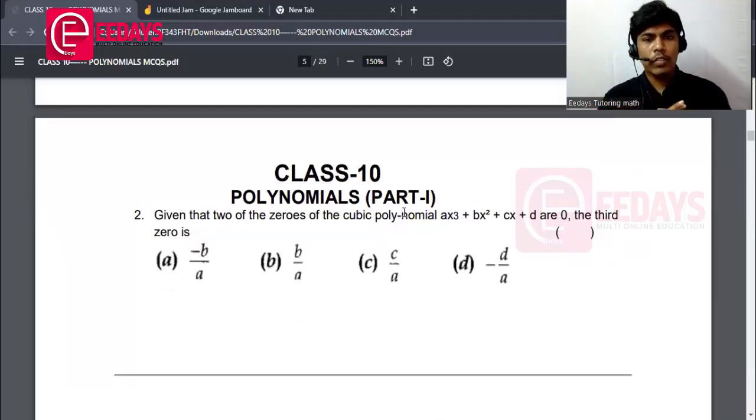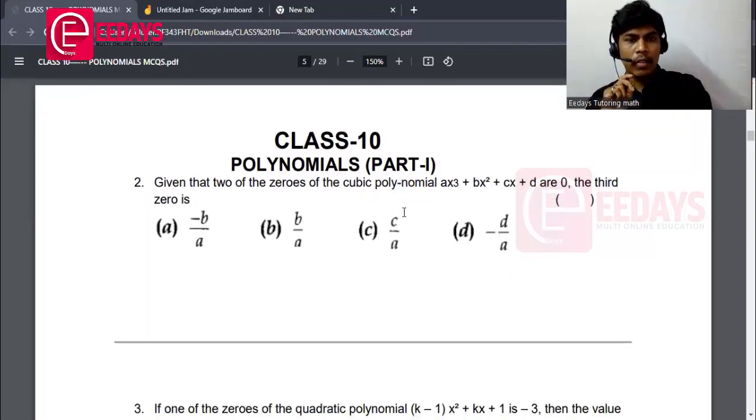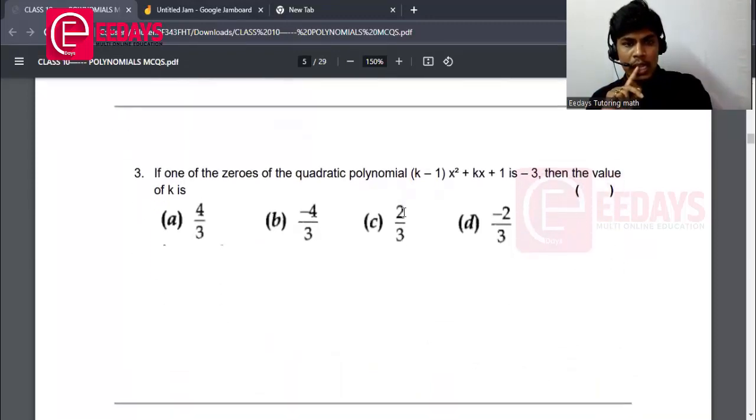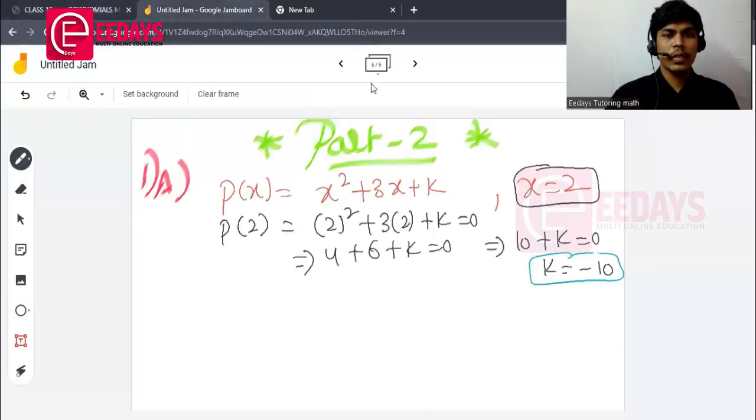Given two zeros of a cubic polynomial, find the third zero. This type of question we already solved in the previous part one. Now let's see the third question. If the questions are repeating, I mean the same model, I'm skipping those questions.